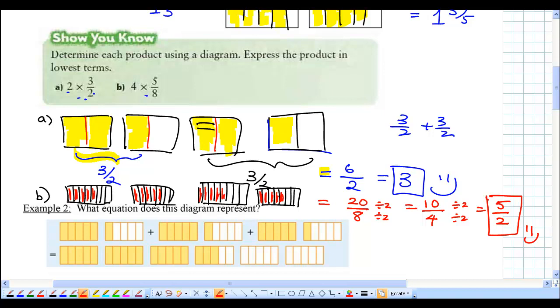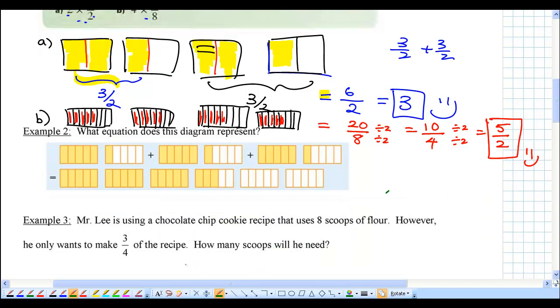Now, in example number 2, I'm going to ask you to see if you can come up with the equations. So I've switched it up. You now have to come up with the equation. I just gave you the picture. Okay? I'll answer the phone. Hold on. Back with me, please.